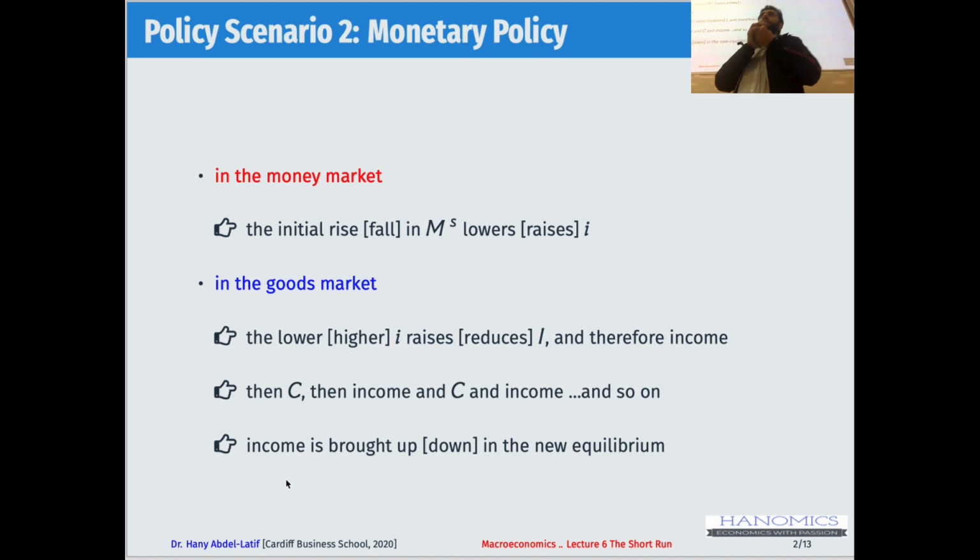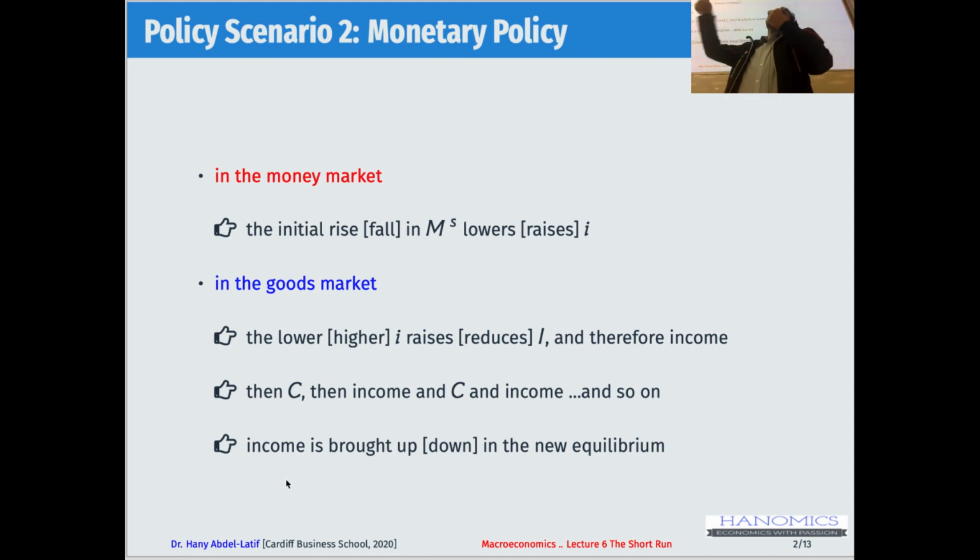So let's see what will happen in the money market. Basically there's an initial rise. If we have an expansionary monetary policy, that means an initial rise in money supply, and that will lower the interest rate. Just remember, if the central bank chooses the interest rate, then the adjustment should happen through changing the money supply to achieve that interest rate.